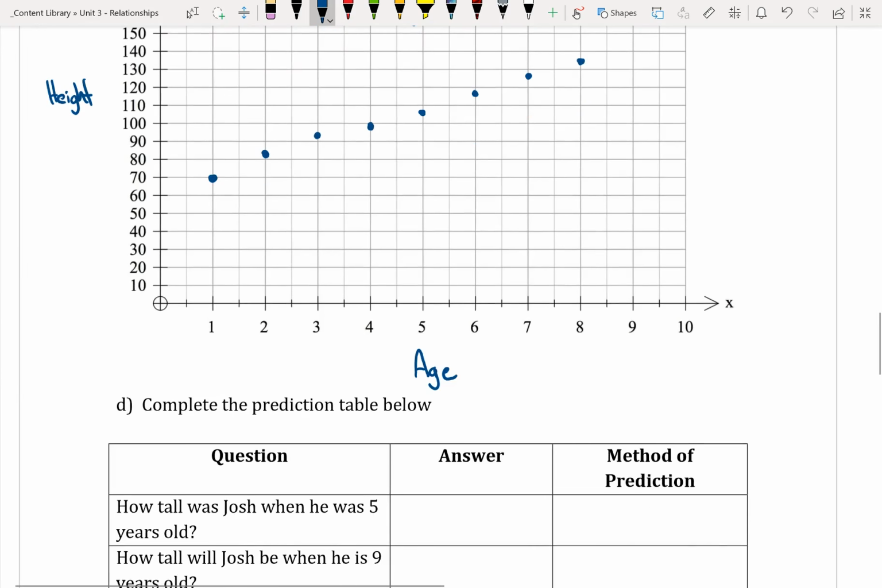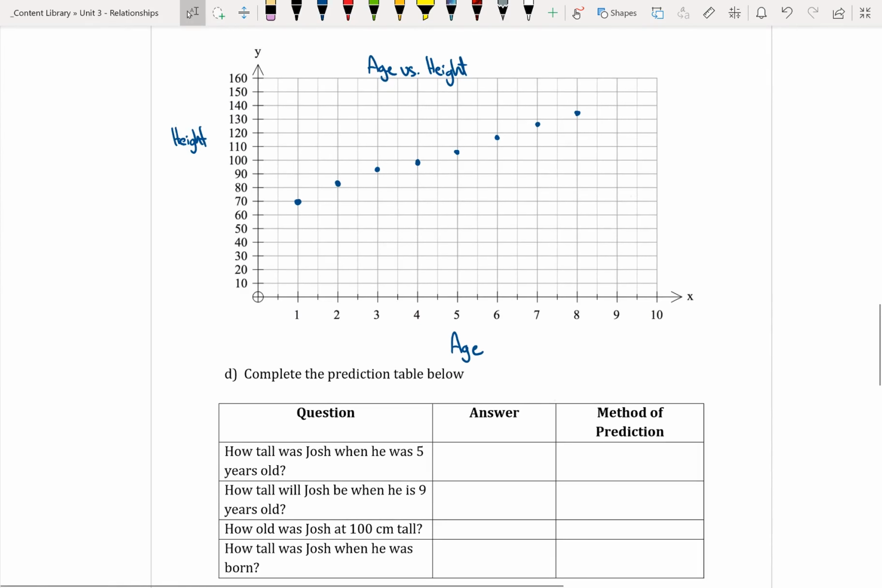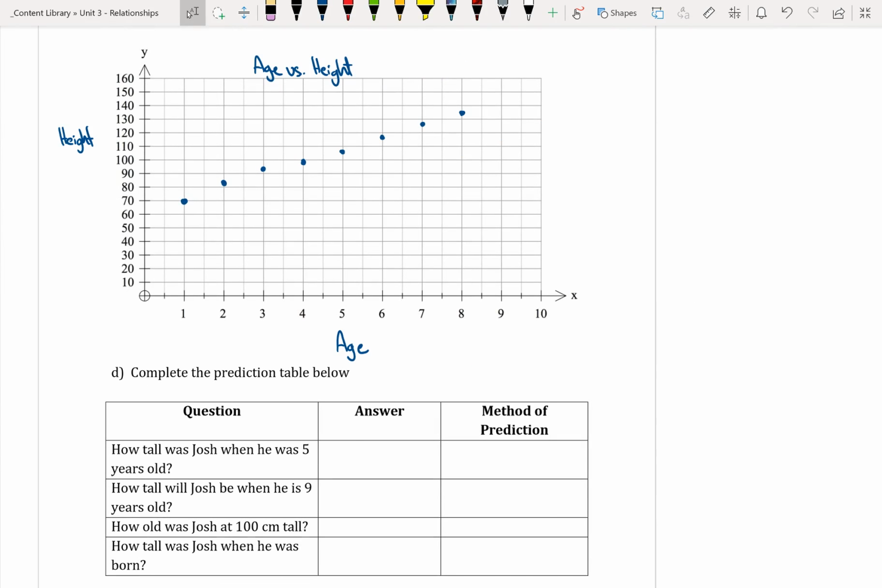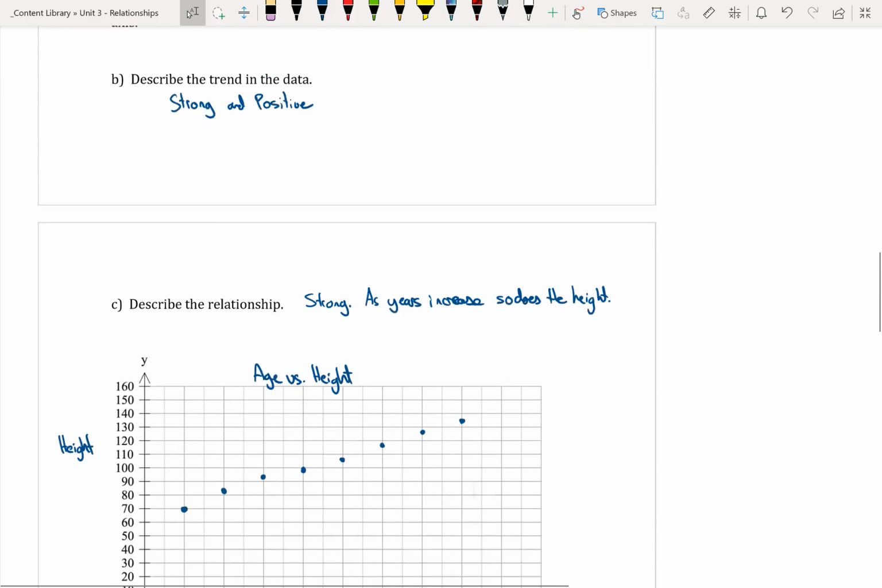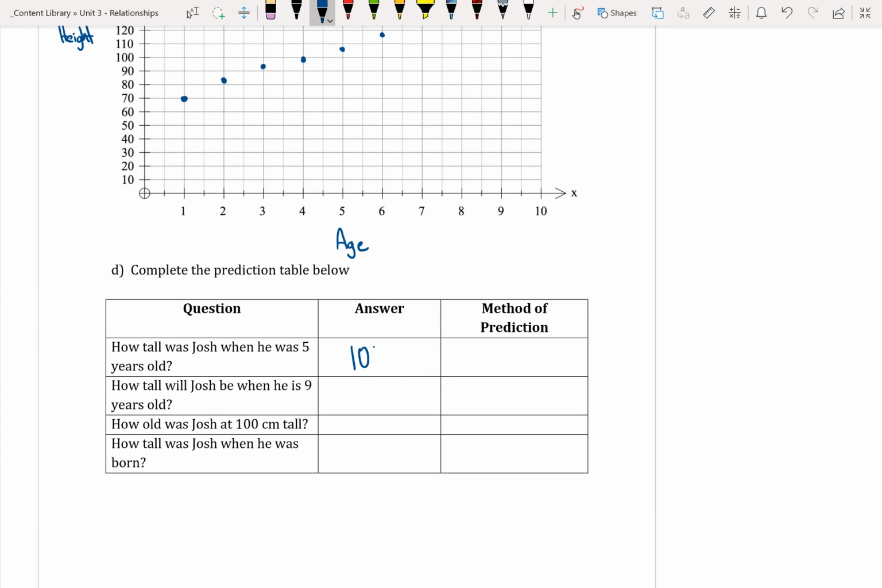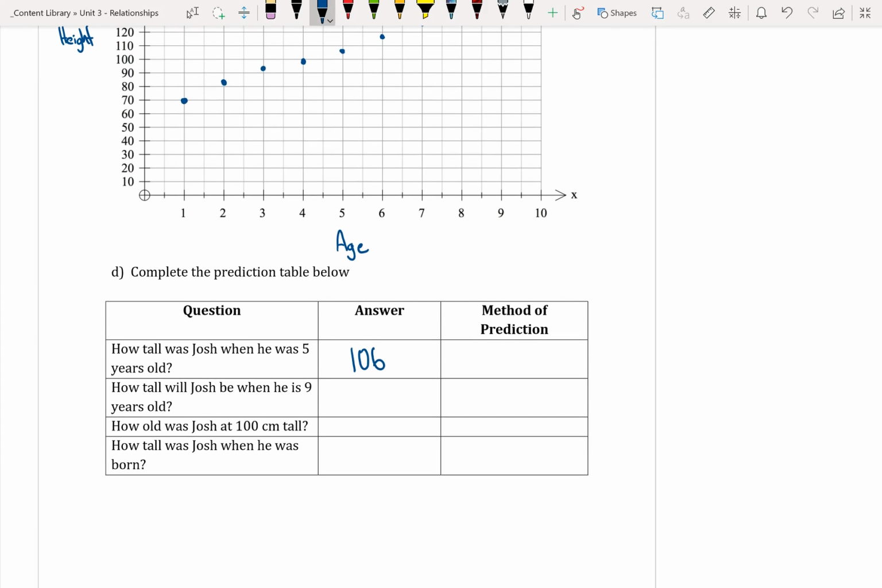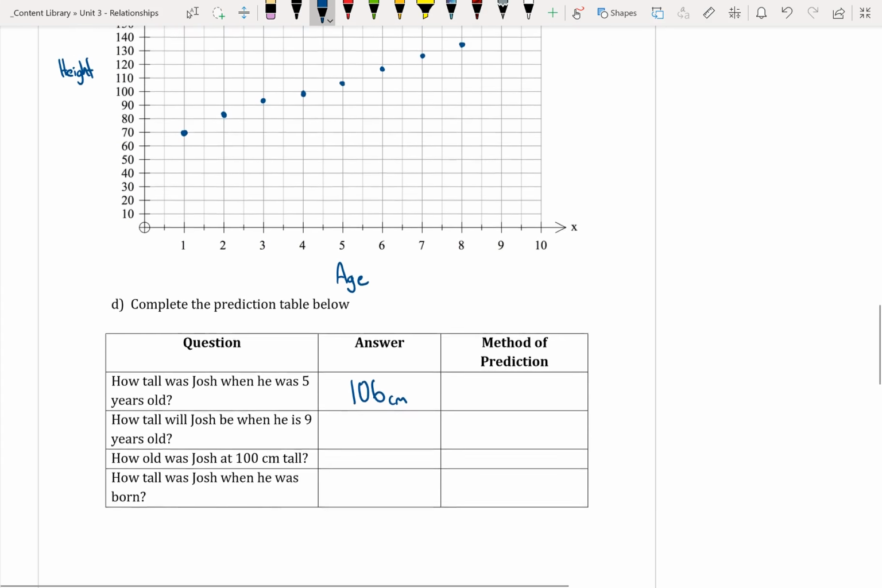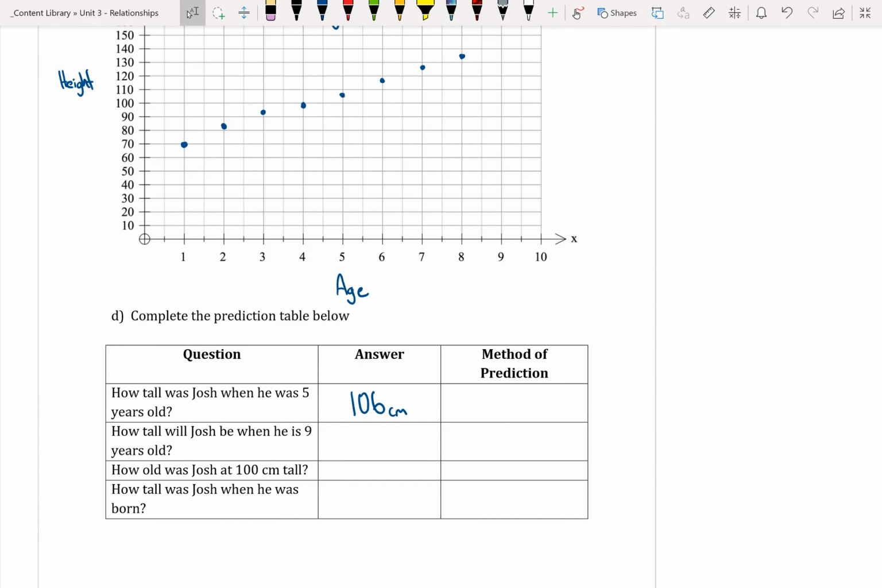So now I want to complete the prediction table below. So how tall was Josh when he was 5 years old? So again, I can get this straight from a data point. At 5, he was 106. So he was 106 centimeters. And what type of prediction was this? Because this is inside my data values, this would be interpolation.